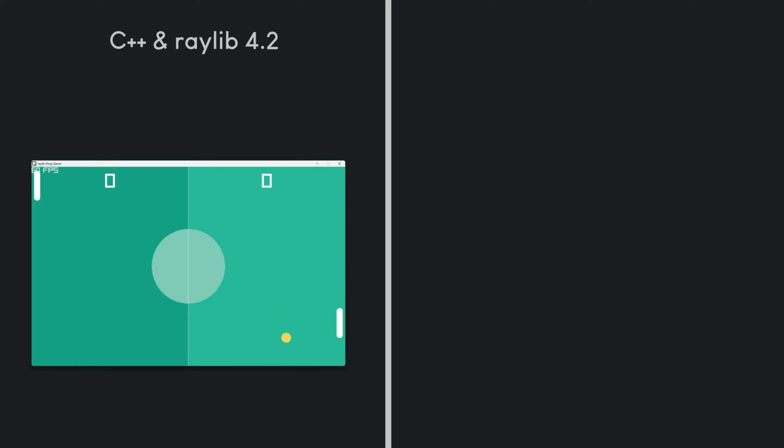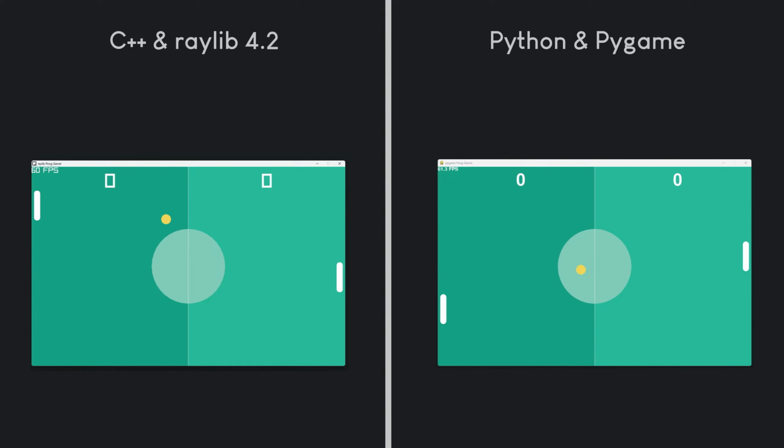I made the same game in C++ with Raylib and in Python with Pygame. It is a simple Pong game where the computer controls both paddles. As you can see, the game runs smoothly at 60 frames per second. If I remove the frame per second limit, which version of the game will run faster and by how much?